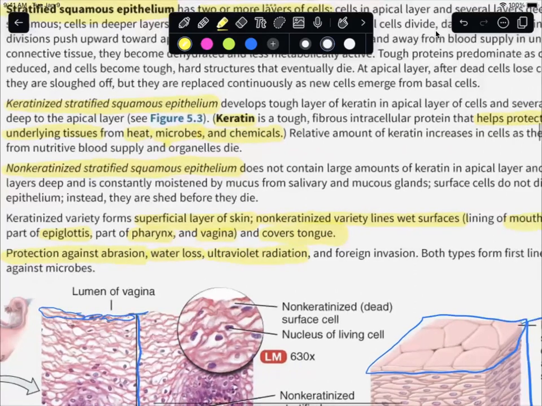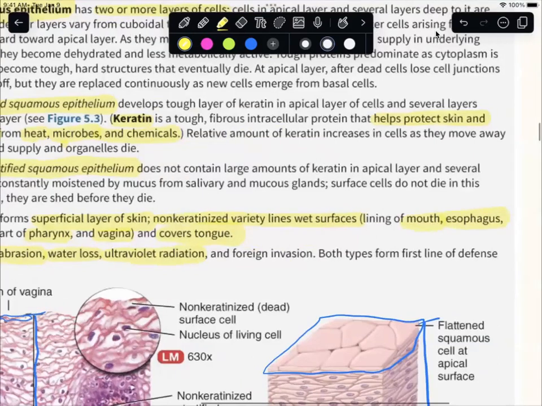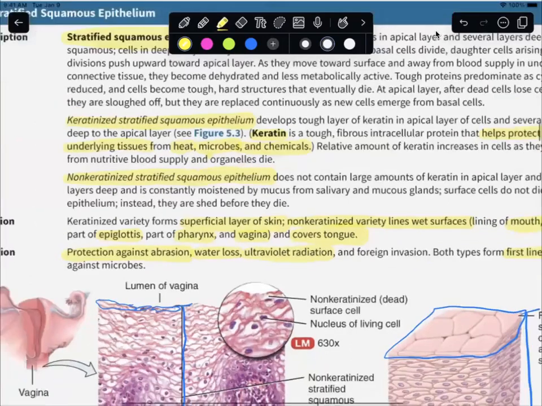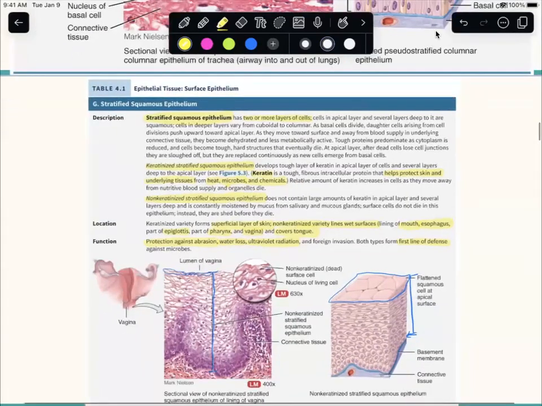Ultraviolet radiation. And with your immune system, it is considered the first line of defense. It protects from different pathogens and microbes.